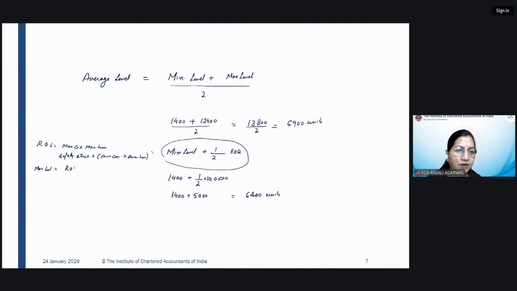Formula for maximum level, how do you get it? You were at reorder level, then you placed an order for these many units. So reorder level plus reorder quantity will be your maximum level if you don't consume anything, but you will consume a minimum something and it will take a minimum time to receive these order, ROQ. So this becomes the maximum level. What is the minimum level? Minimum level is reached from ROL when you start consuming at an average level.